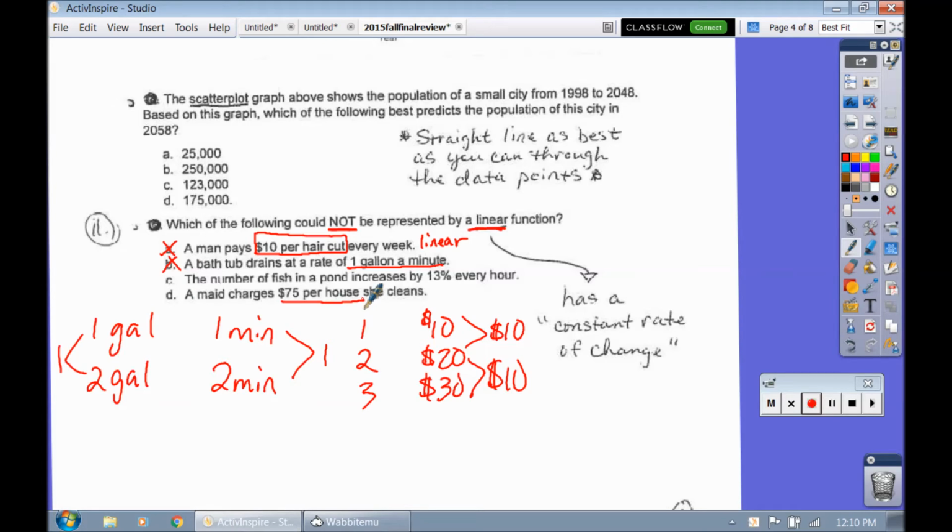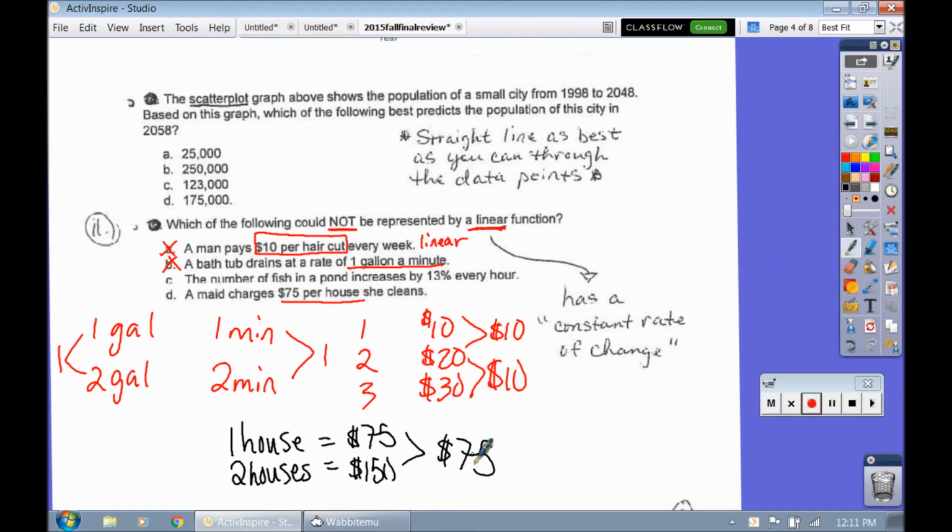A maid charges $75 per house she cleans. So one house is $75. Can you imagine what two houses would be? Well, you just double it, right? Two houses would be $150. It's going up the same amount. As the houses go up by 1, the price that she charges is going up by 75. So that is also a constant rate. So our answer is C. That is not represented as a linear function.